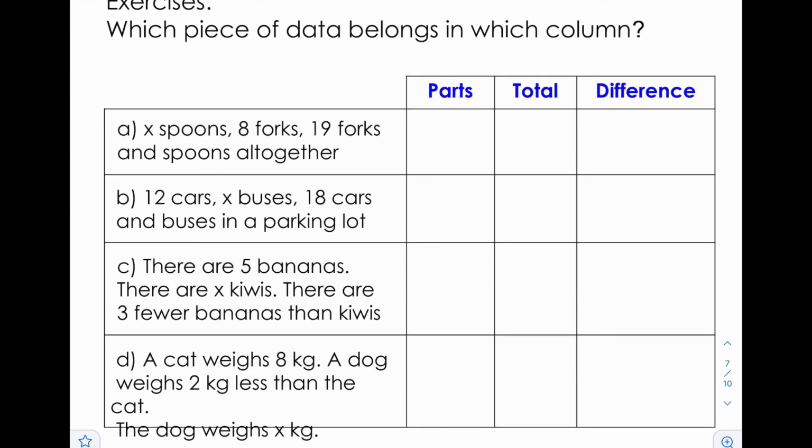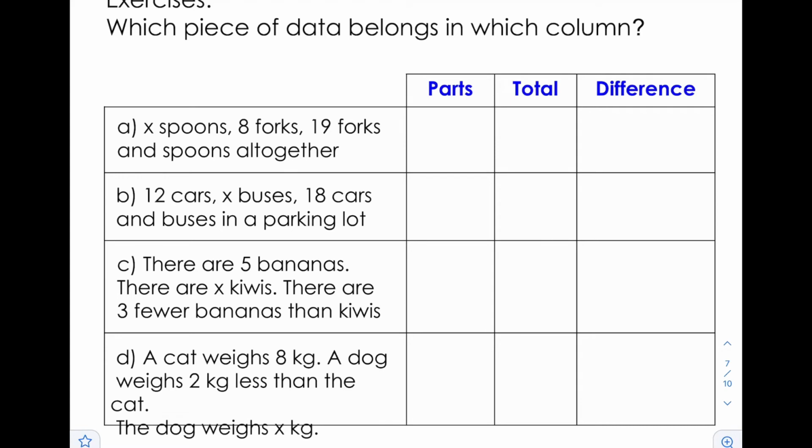In your Jump Math book, you're going to work on questions like this, where you're given a brief word problem, and then you're asked to break down the information you have into the parts, the total, and then you're going to use an equation to solve for the difference. So it says we have x spoons, 8 forks, 19 forks and spoons altogether. So we know that the total is 19 forks and spoons altogether. We know that we have x spoons and 8 forks. So we want to solve for x.